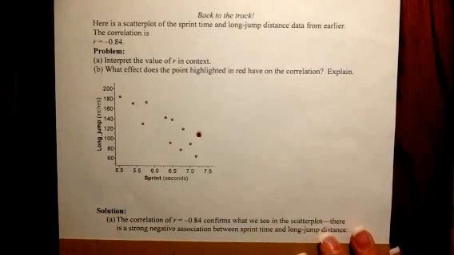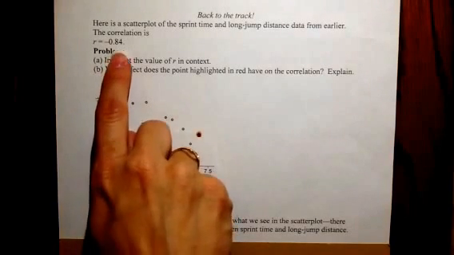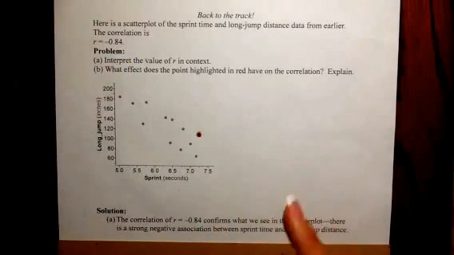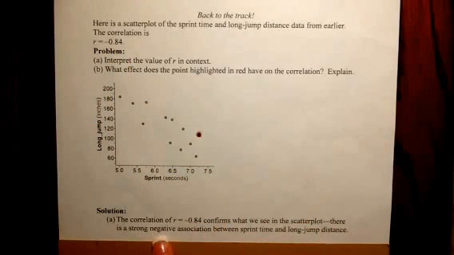The interpretation of our r value is just to confirm that we do in fact have a strong negative association between sprint time and long jump distance. Because the absolute value of r is close to 1, that is what refers to the strength. And because it is negative, we have that negative relationship.